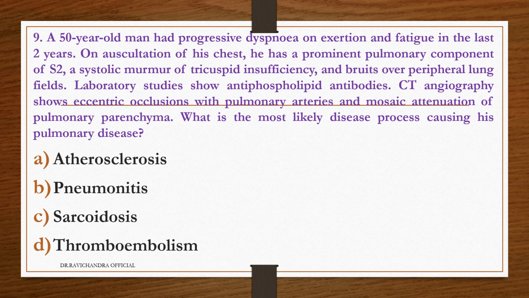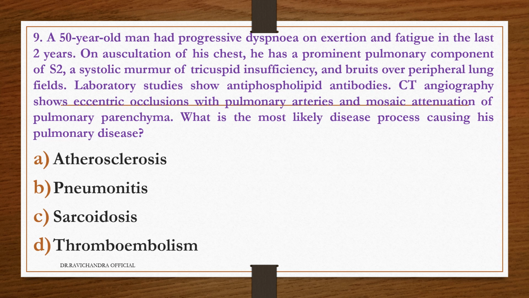CT angiography is showing eccentric occlusions of the pulmonary artery and mosaic attenuation of pulmonary parenchyma. These findings are consistent with the disease chronic thromboembolic pulmonary hypertension, which is characterized by chronic thromboembolic obstruction of the pulmonary arteries leading to pulmonary hypertension.